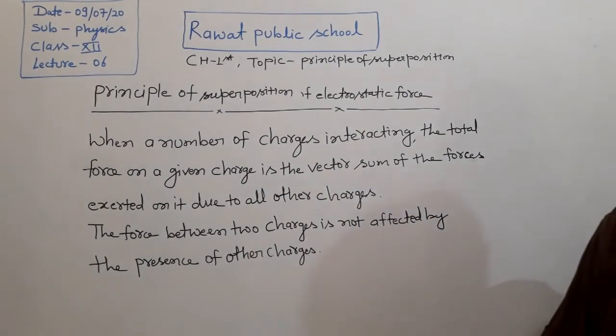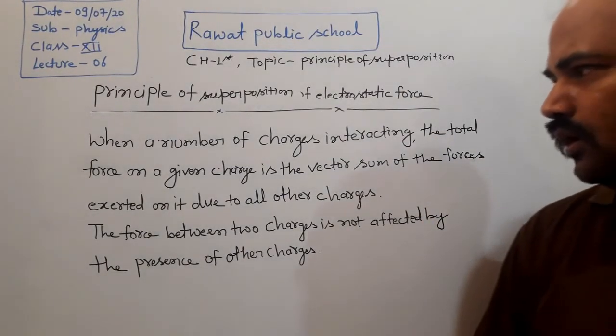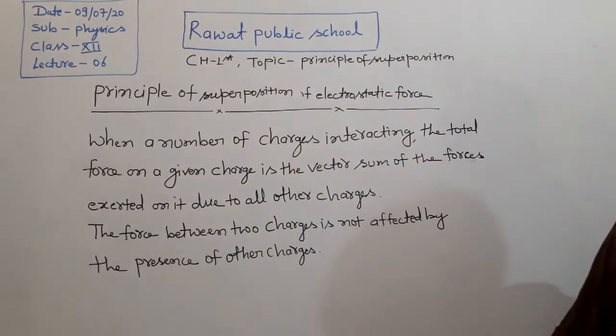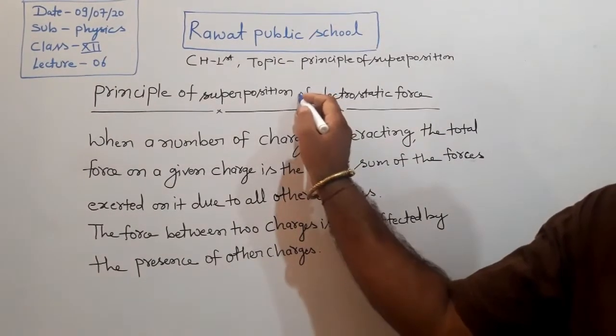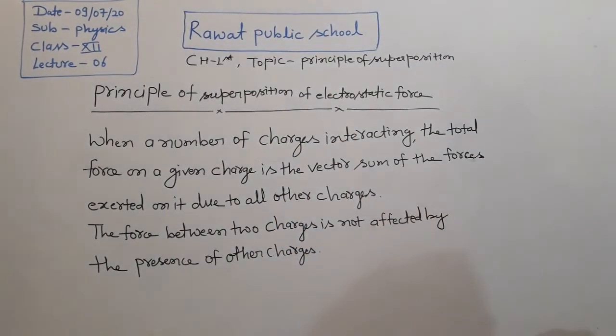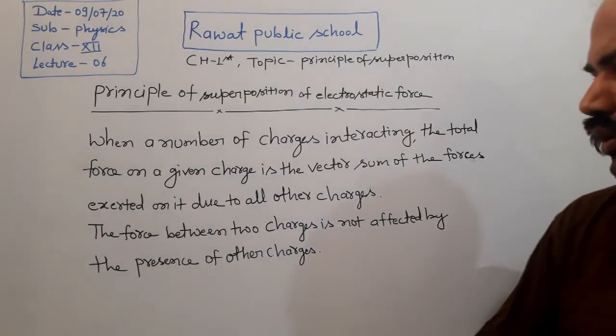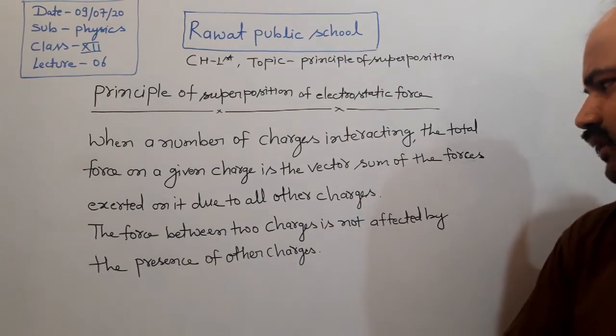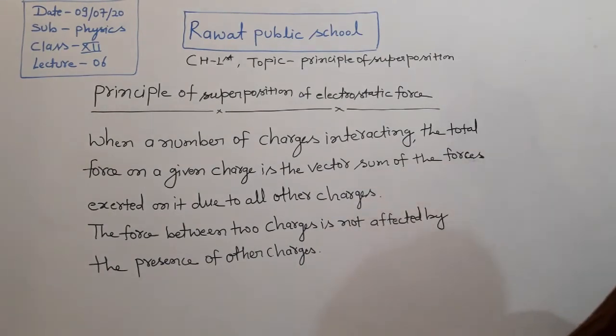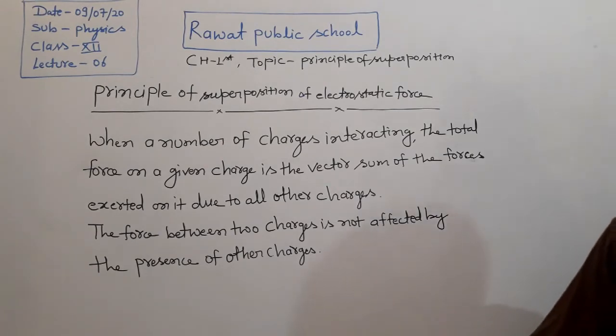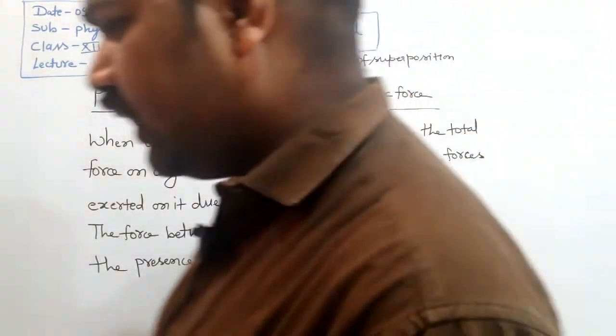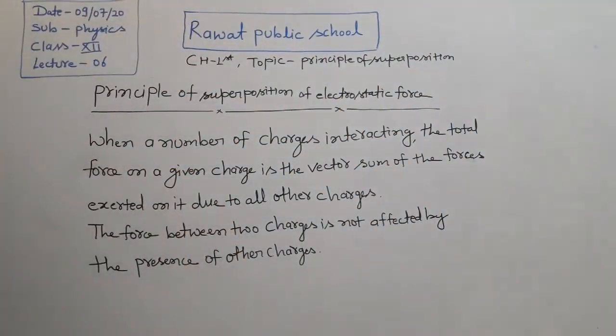Today we discuss the principle of superposition. So, what is the principle of superposition of electrostatic force? When a number of charges are interacting, the total force on a given charge is the vector sum of all the forces exerted on it due to all other charges. The force between two charges is not affected by the presence of other charges. It means when there is a number of charges interacting in a system and we have to find the net force on any particular charge, then we have to apply the principle of superposition.